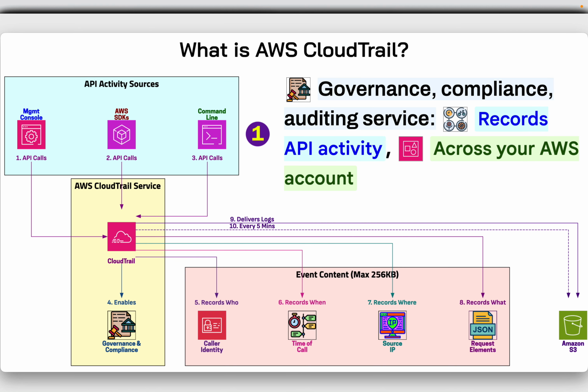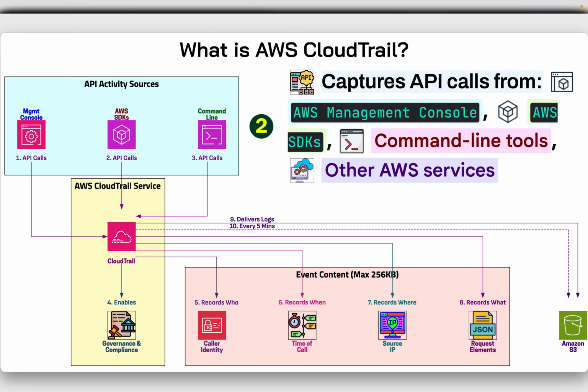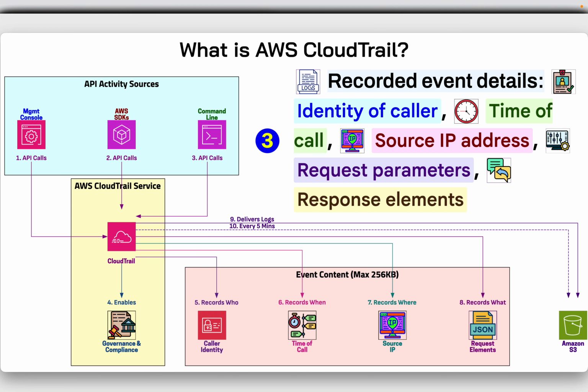AWS CloudTrail is a governance, compliance and auditing service that records API activity across your AWS account. CloudTrail captures API calls made through the AWS Management Console, AWS SDKs, command line tools, and other AWS services. Each recorded event includes the identity of the caller, the time of the call, the source IP address, the request parameters, and the response elements.